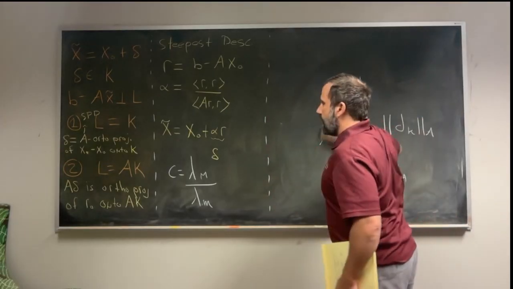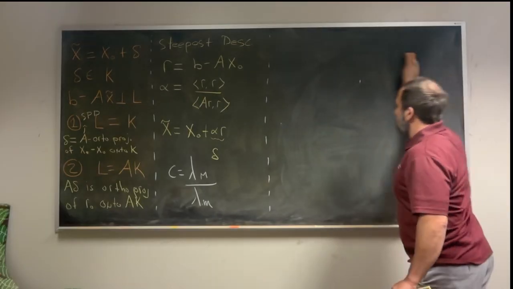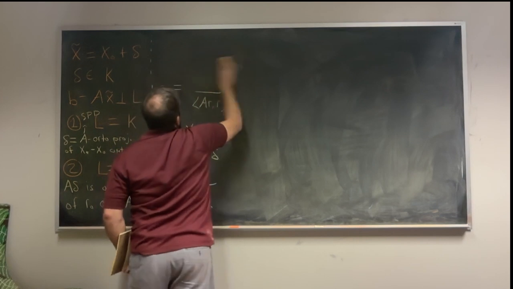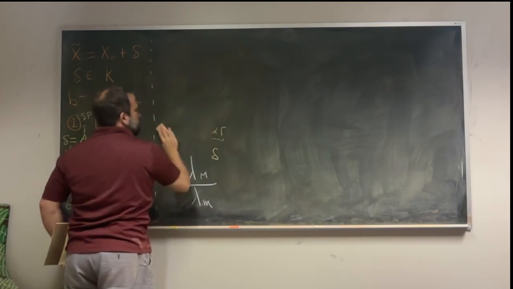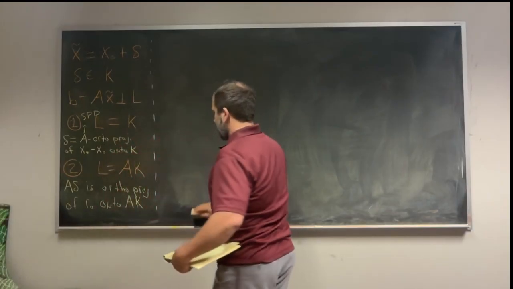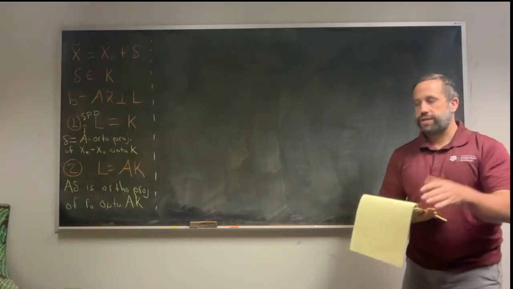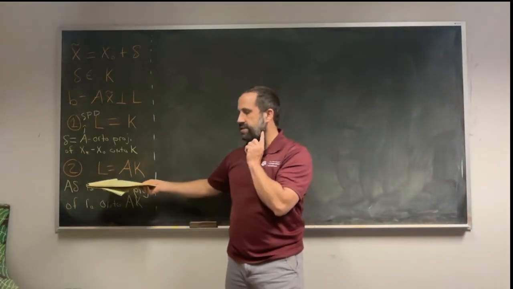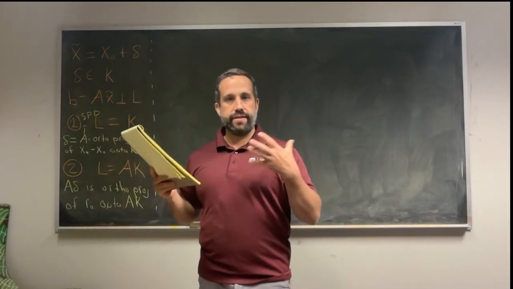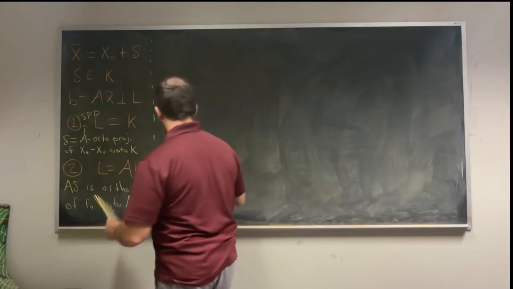It was the steepest descent algorithm, and it was based on minimizing the error between the current solution and the actual solution. Well, the next method is going to be based on this, and it's called the minimal residual. Because remember what we're doing here, we're trying to minimize the residual in the standard Euclidean norm.